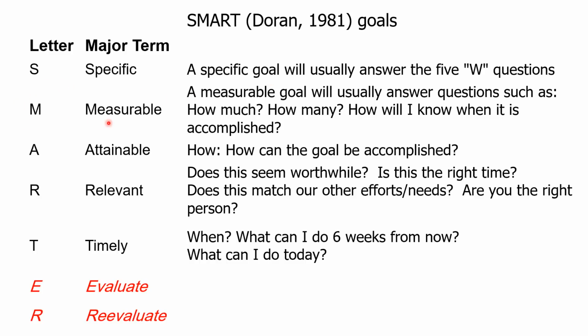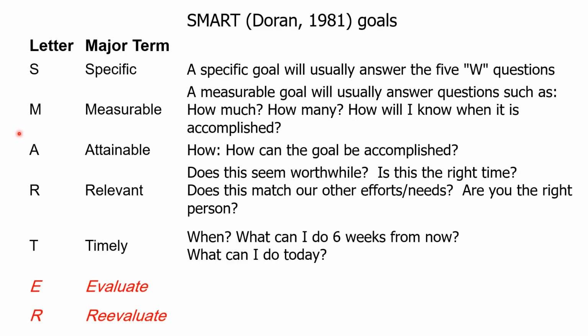Then M stands for measurable. It's how much. At the end of the task, you should be able to measure your goal. How much you achieved, how many you achieved, how will you know you will achieve. For example, let us say I have a goal that I will write 2 essays in English at the end of 3 days. The third day I will complete 2 essays in English. So is it measurable? Yes, it is, because after 3 days I will see how many essays I have written, 1 or 2. If I have written 1, that means I did not accomplish the task. If I have written both the essays, that means I accomplished the task. So that means this should be measurable.